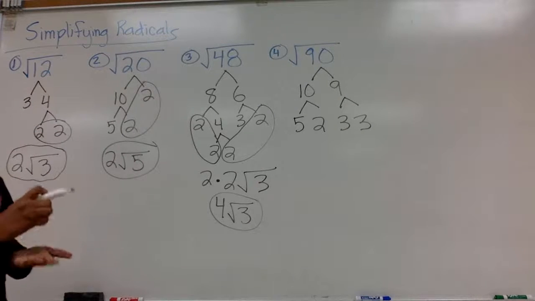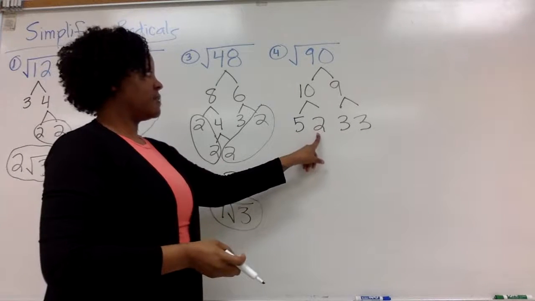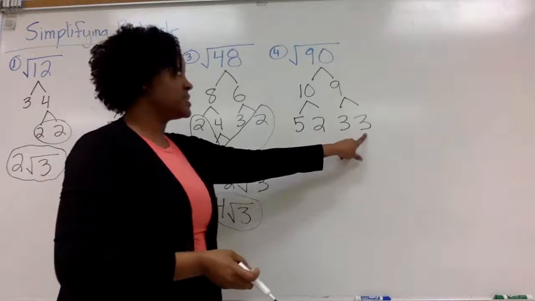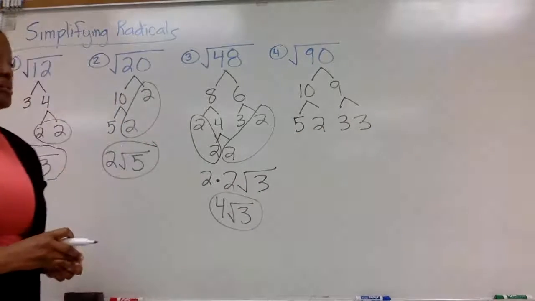Prime numbers only have factors of 1 and whatever that number is. So 1 times 5, 1 times 2, 1 times 3, 1 times 3 gives us that number back. So break it all the way down to prime numbers.